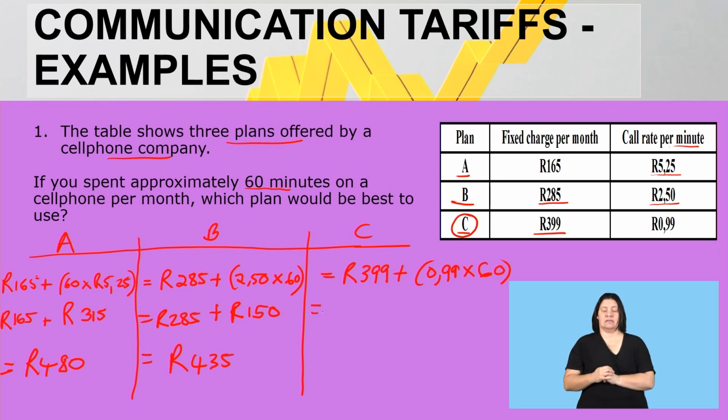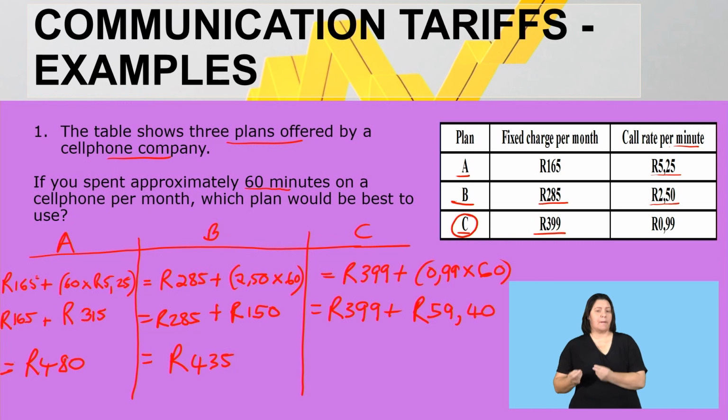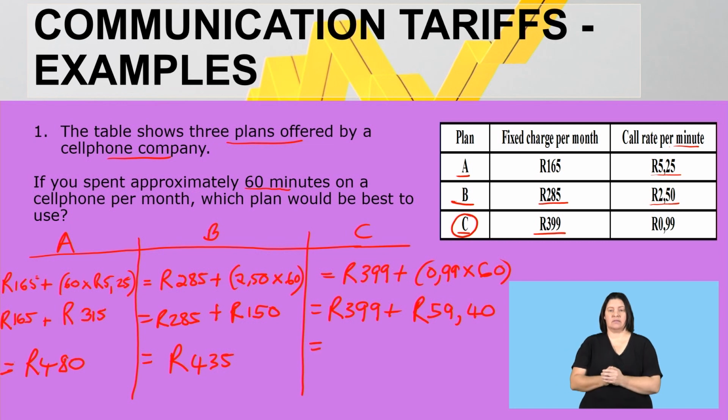99 cents per minute multiplied by your 60 minutes. So here, keep my fixed cost, 399 Rand, plus, if I simplify this part in brackets, I get an amount of 59 Rand and 40 cents. How did I get to that? I said 99 cents multiplied by 60 minutes. So that gave me an answer of 59 Rand and 40 cents. Now let's add the two amounts together, plus 399. So that gives me a total amount here of 458 Rand and 40 cents.